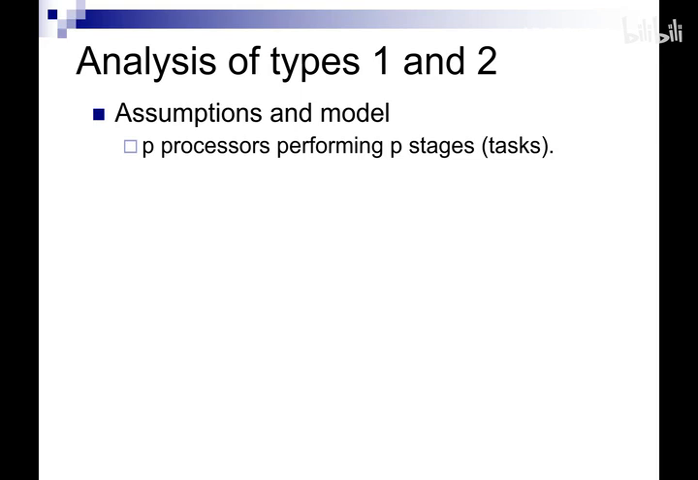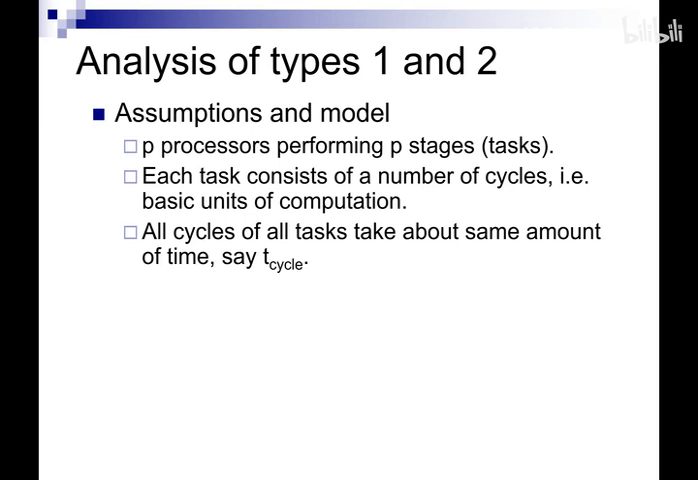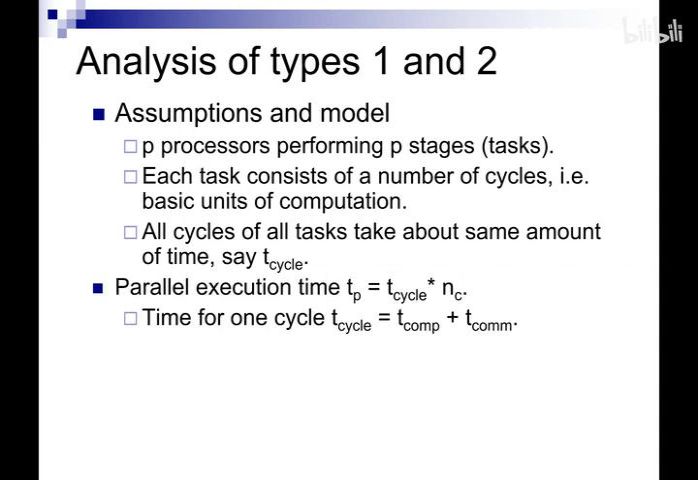Okay, let's do a more detailed example of the first two types of pipelines. We're going to assume P processors, P tasks, so P stages. Each stage is going to do some sort of computation. We're going to call this a basic unit of computation. And we're going to assume that all cycles of all tasks take about the same amount of time. So the basic computation takes T cycle amount of time.